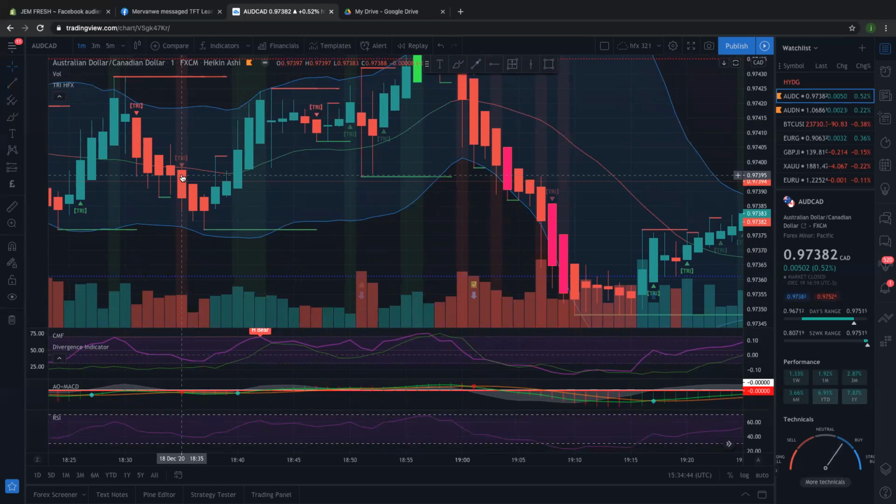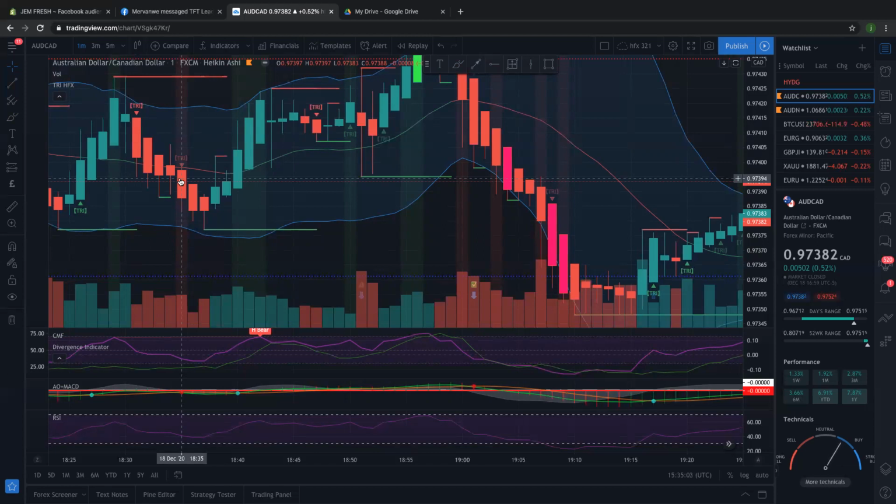The thing I get confused about when I'm looking at these is, is the green the sell and the red the buy, or is it the other way around? The other way around, mate. So the green is the buy. And the red is the sell.